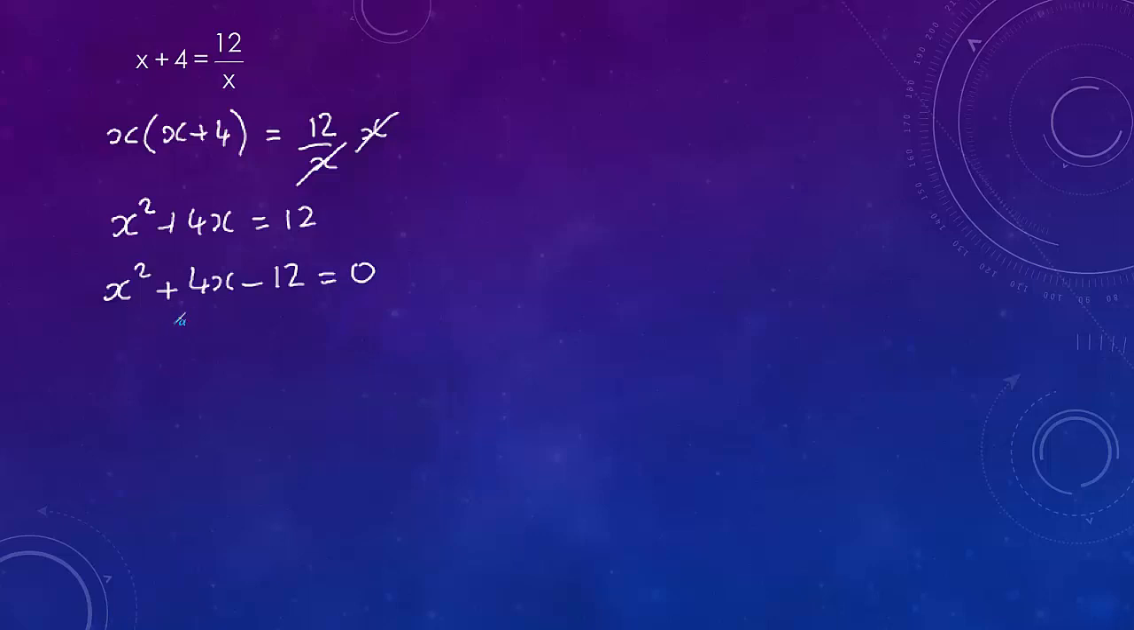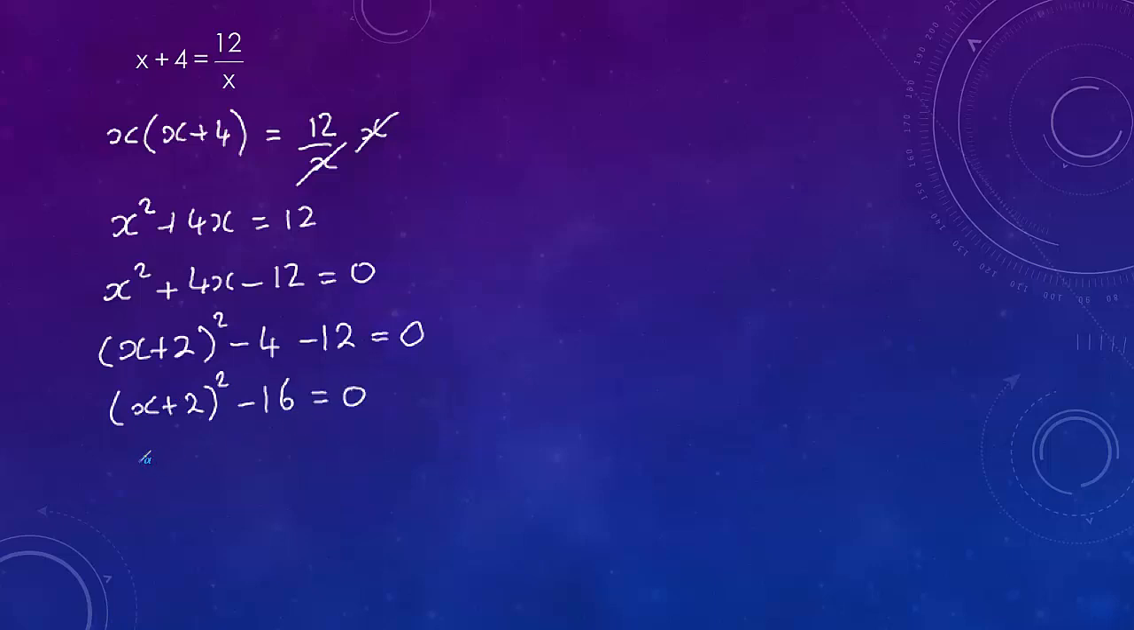Now complete the square. So this would give us x plus 2 all squared. That's going to give us x squared plus 4x, but it also gives us a 4 that we don't want. And then don't forget the -12. And so we have x plus 2 all squared, take away 16 is equal to 0. So x plus 2 all squared is equal to 16.